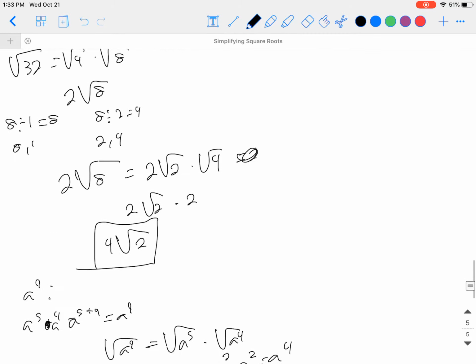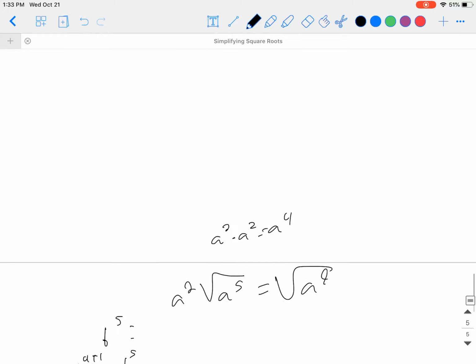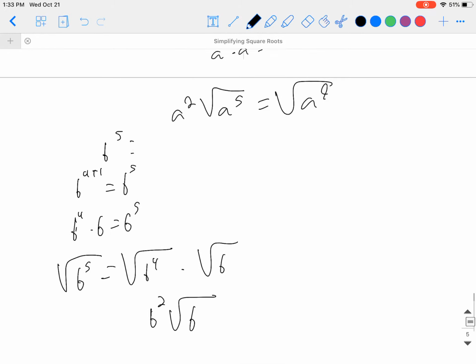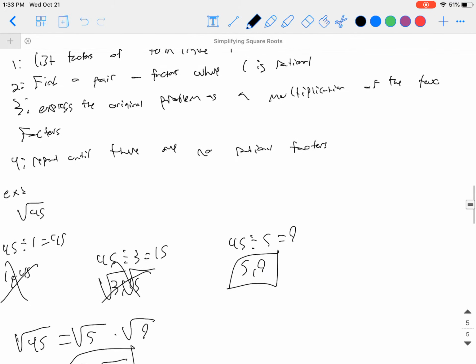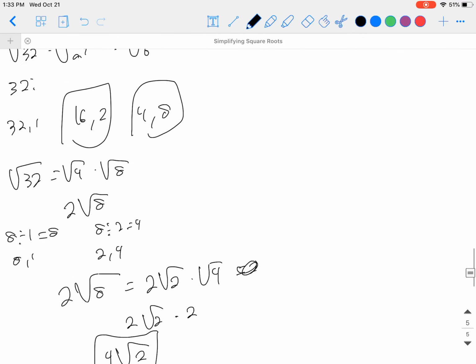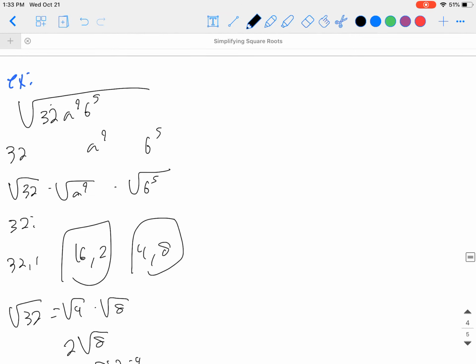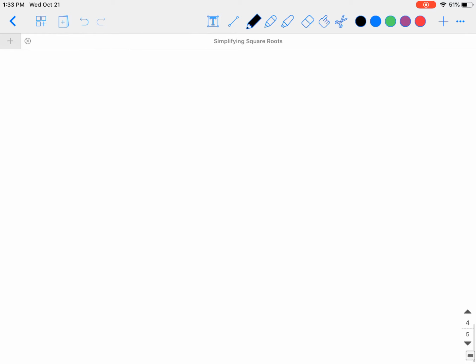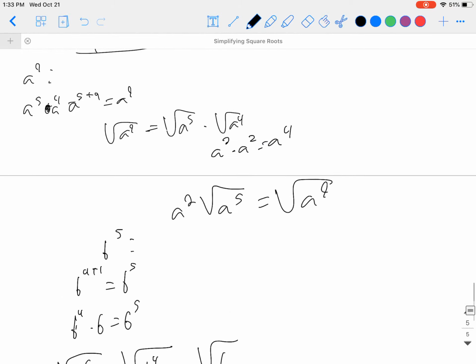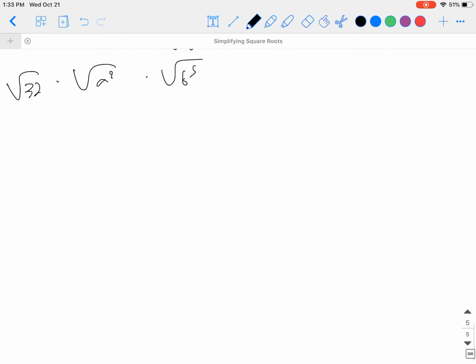Now, if we bring all of this together and plug it back into the initial equation, the square root of 32 a to the 9th b to the 5th, we have the square root of 32 times the square root of a to the 9th times the square root of b to the 5th. Now what we're going to want to do is plug in all the simplified forms we received.